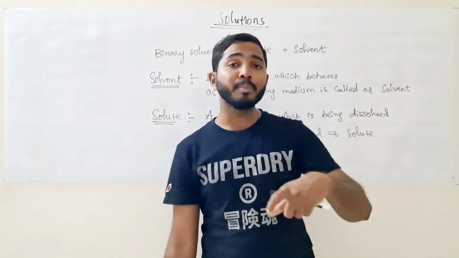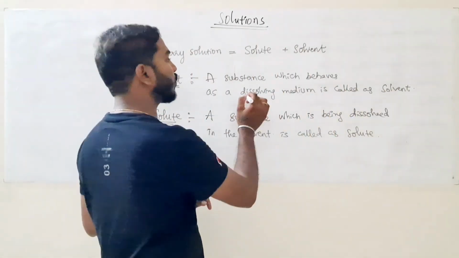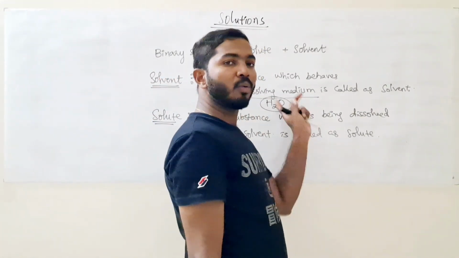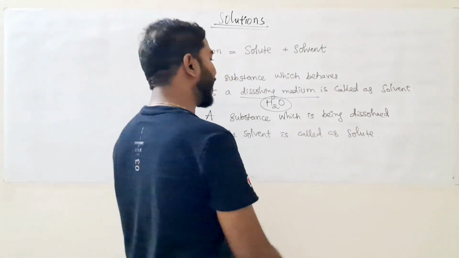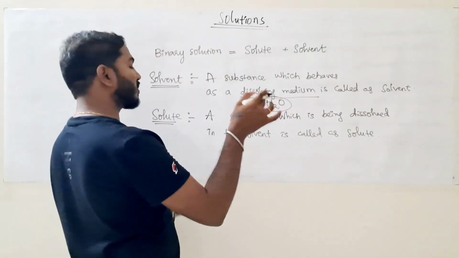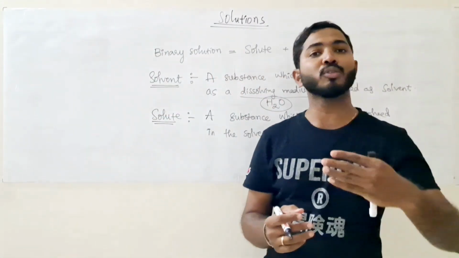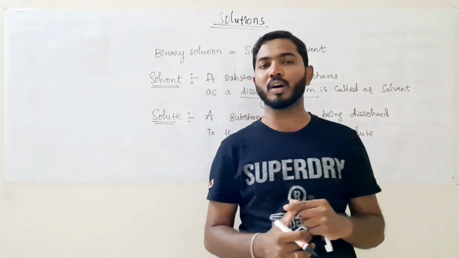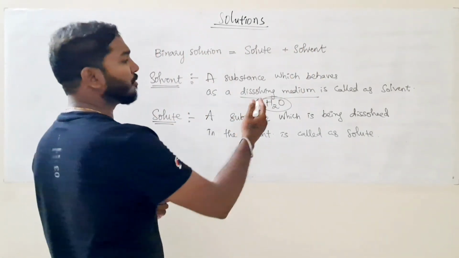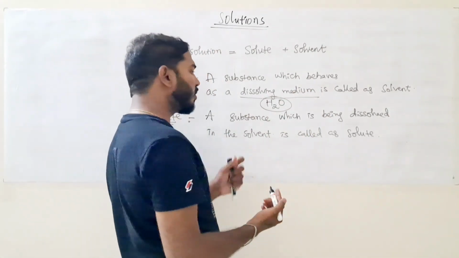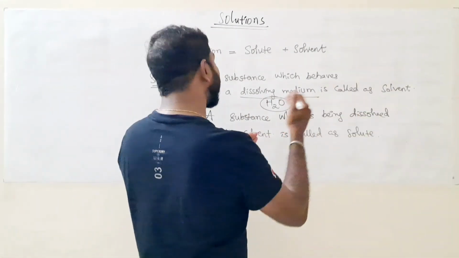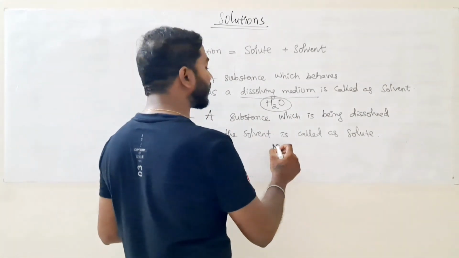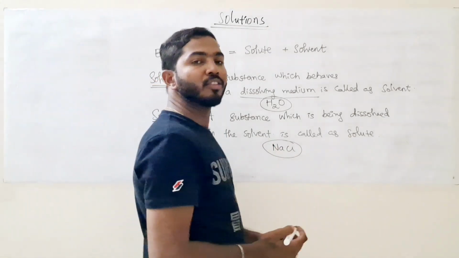So which is the dissolving medium here? Our water is the dissolving medium. So water behaves as a solvent. And then what is the solute, or which compound is behaving as a solute in that particular example? Obviously, if water is acting as a solvent, then the substance which is being dissolved in the particular solvent will be acting as a solute. Obviously, that is our NaCl, which is nothing but our salt. So I hope it is clear.